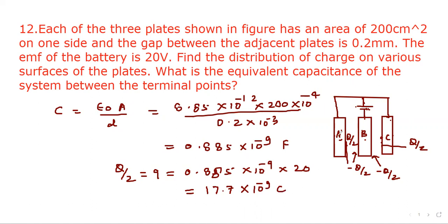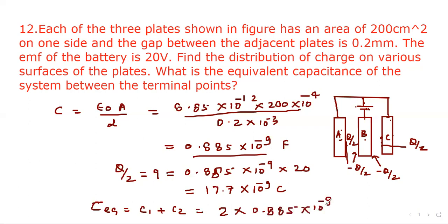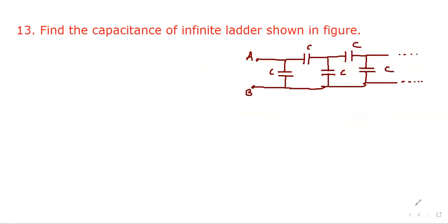Now we have to find out what is equivalent capacitance of the system. So this is equivalent to two capacitances in parallel. So total capacitance C equivalent will be C1 plus C2. Since both the capacitances have equal value, it will be twice of previous value, 0.885 into 10 to the power minus 9. So this will become 1.77 into 10 to the power minus 9 farad. Now let's go to next question.